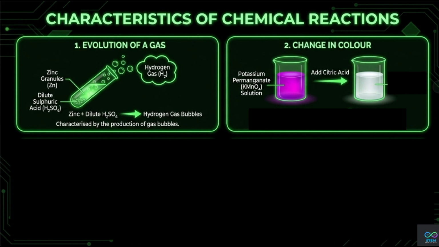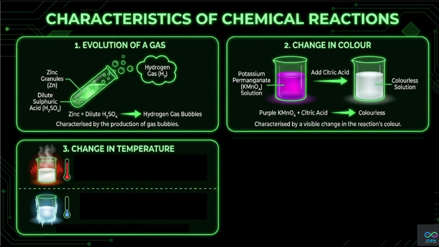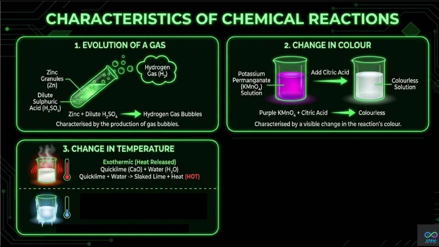So the chemical reaction between citric acid and purple-colored potassium permanganate solution is characterized by a change in color from purple to colorless. Change in temperature. Some chemical reactions are characterized by a change in temperature.